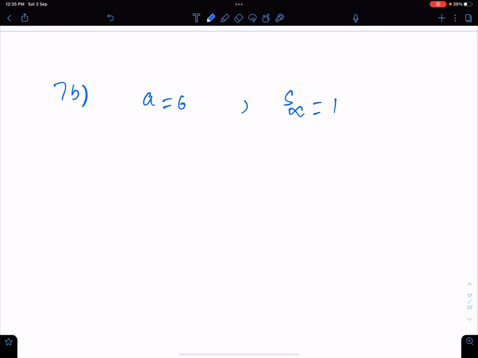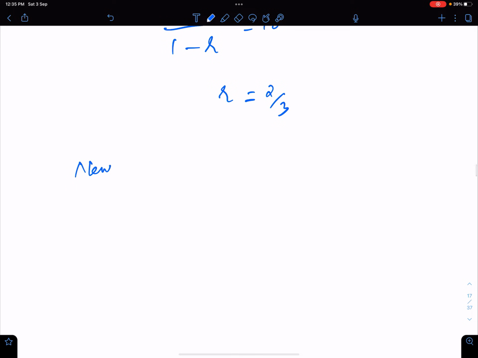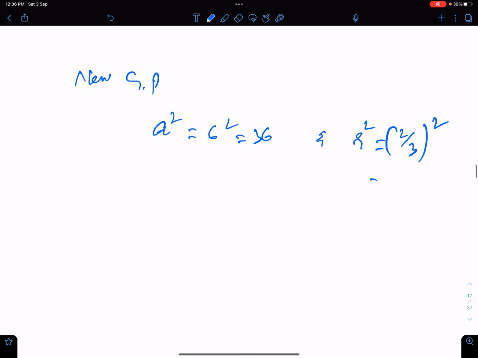This is 7 part B, I think. So a is 6 and the sum to infinity is 18. With the help of the sum to infinity, we can get r. 6 upon 1 minus r is 18. So r is 2 upon 3. For the new GP, you just need to square a of the previous GP and square r for the ratio of the new GP. So it's 4 upon 9.